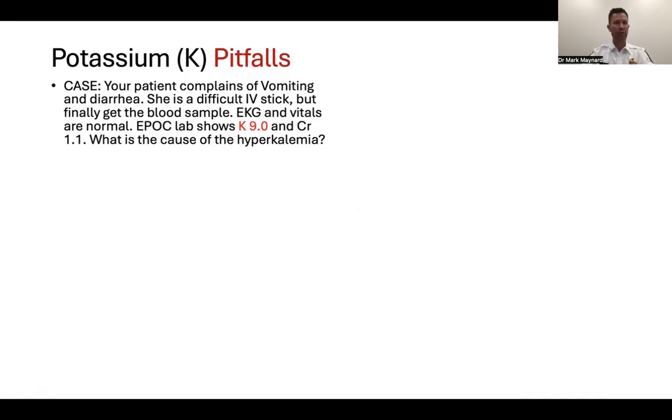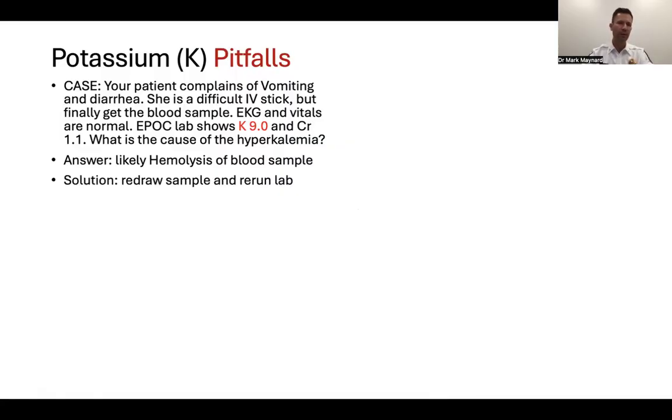And you also note that her creatinine or her renal function is normal. So why would that be? What is causing her hyperkalemia? Well, in this case, likely there's hemolysis, meaning those red blood cells burst open and spilled out all of their potassium. And that's why the analysis seems like it's a high potassium. The true potassium of this patient is not actually elevated. All right, so what do we do? Well, we need to redraw the sample and rerun with a new EPOC card.